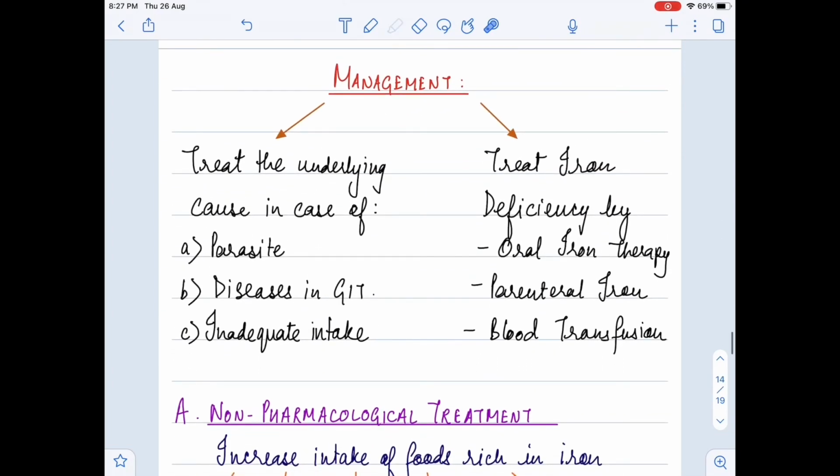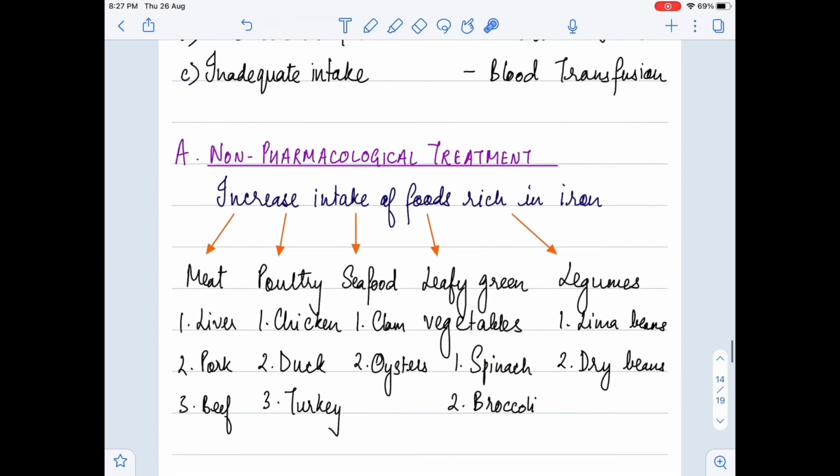So, how do we manage the anemia? We may manage anemia based on treating the underlying cause in case of parasites by giving antiparasitic medication, disease in GIT such as Crohn's disease or ulcerative colitis, and to replenish the iron stores due to inadequate intake. And the other way round is to treat the iron deficiency by oral iron therapy, parenteral iron therapy, or blood transfusion in very severe cases.